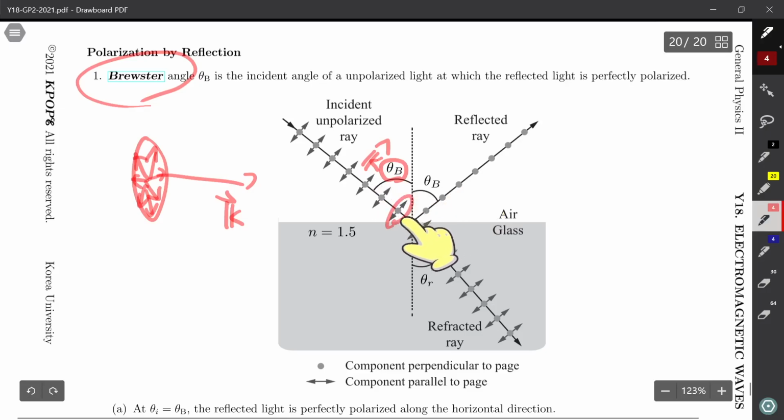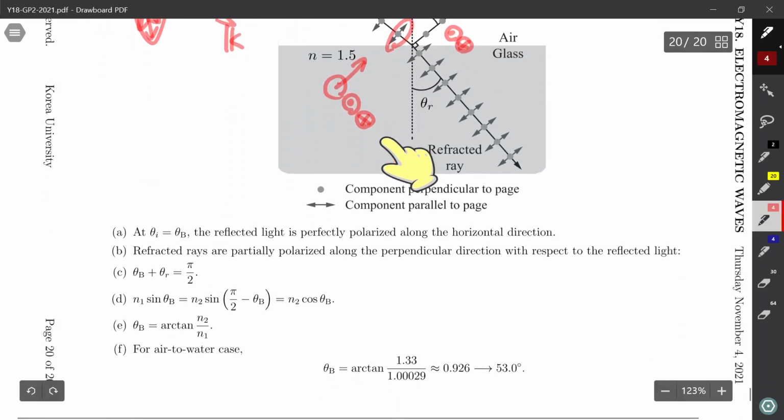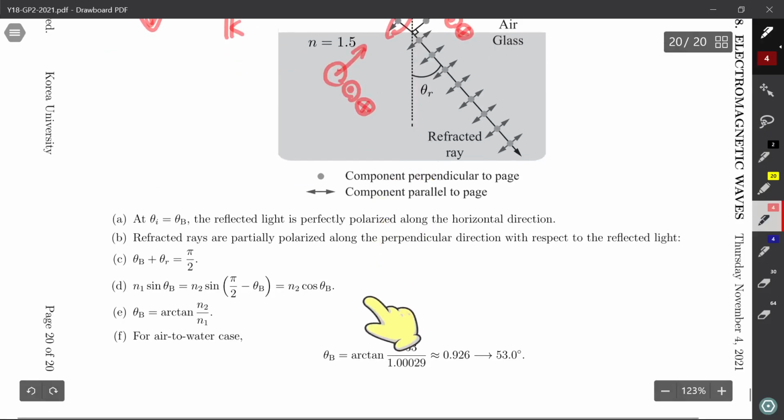here we have two directions, either this or that, but only this direction survives, and the perpendicular, transverse direction cancels absolutely. That is called the Brewster angle. And the condition for the Brewster angle can be computed in this way.